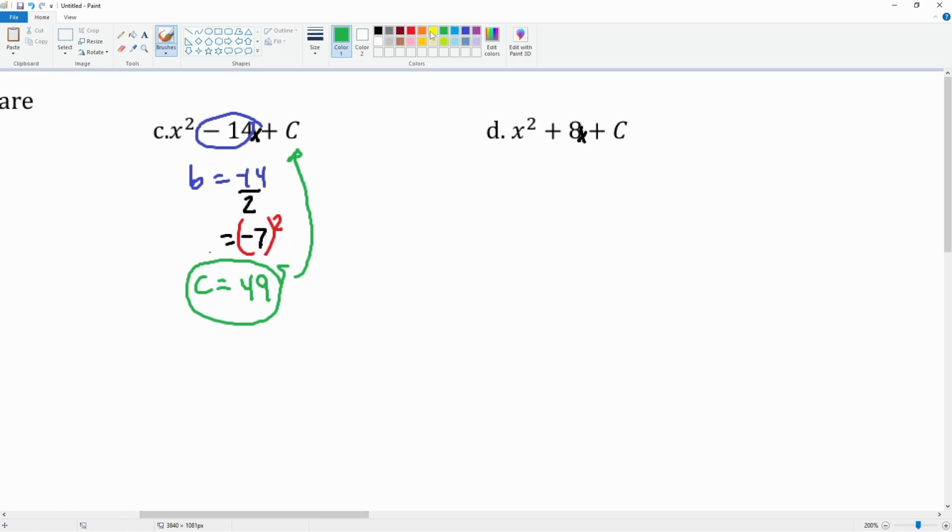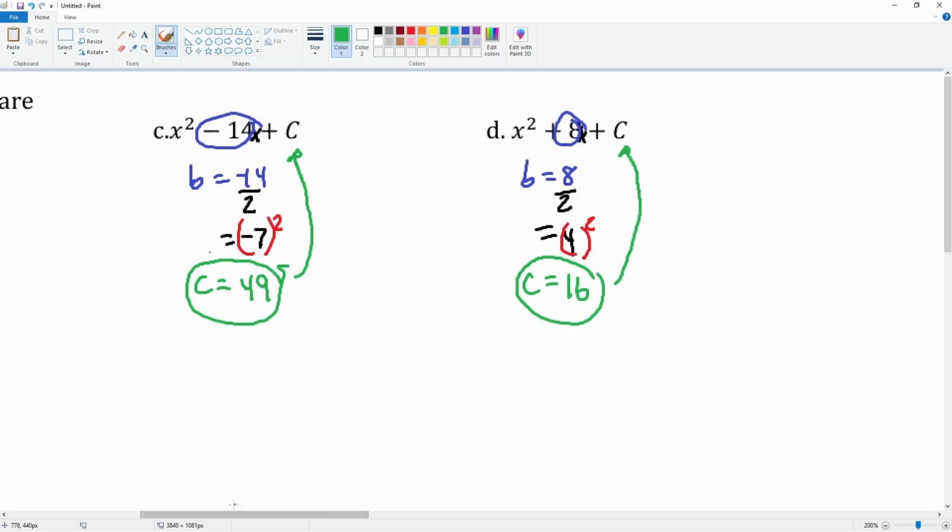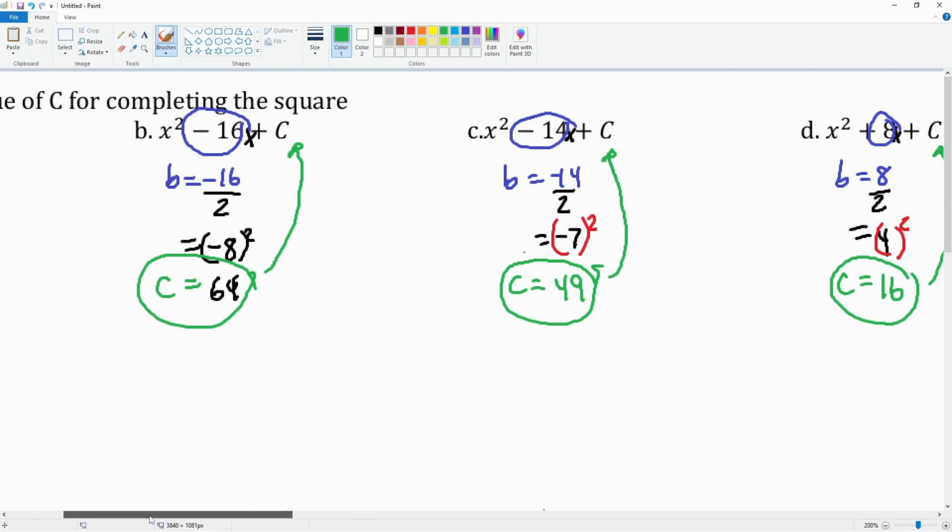Then lastly, we have a b value of 8. We divide this by 2. This becomes 4. Then we square it. Once we square it, c is equal to 4 squared, which is 16. That is what we are adding to complete the square. So there you go. That is how you complete the square.